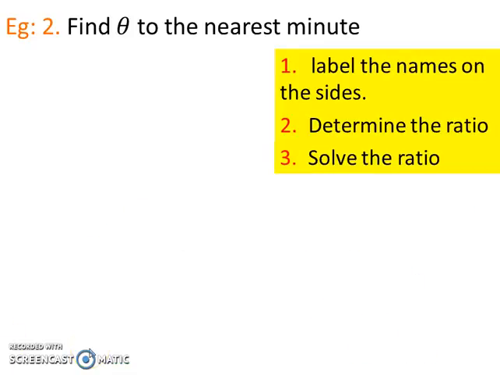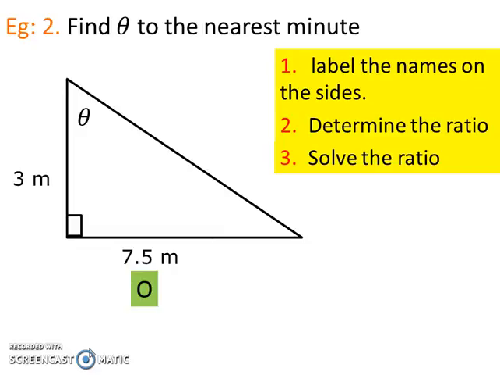Okay, example number 2. This one, the question is asking to the nearest minute. I've already said this is our opposite side, and this here is our adjacent side because it is next to the angle. This one's next to the angle as well, but because it is the longest and opposite the right angle, that's the special hypotenuse. So the opposite and adjacent, the ratio related to that is tan.